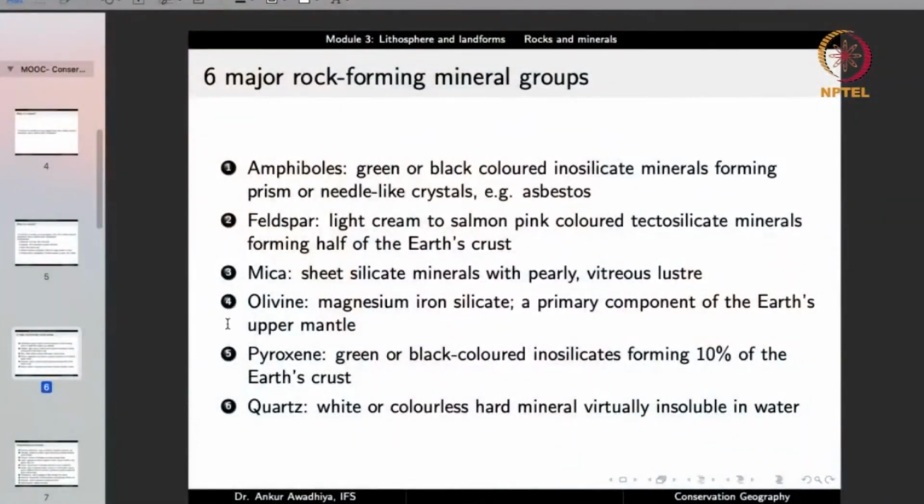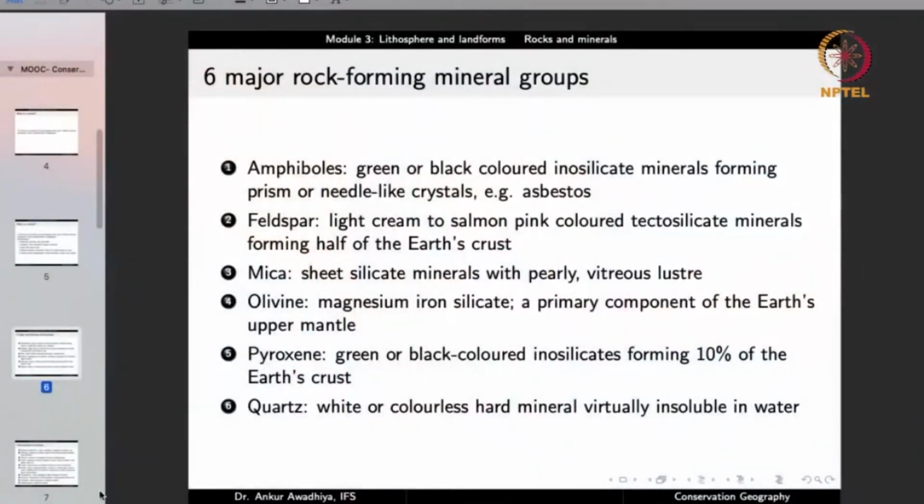Another mineral group is olivines. They are magnesium iron silicates and a primary component of Earth's upper mantle. Then we have pyroxenes. Pyroxenes are green or black colored inosilicates that form around 10% of the Earth's crust. And we also have quartz, which is white or colorless hard material which is virtually insoluble in water.